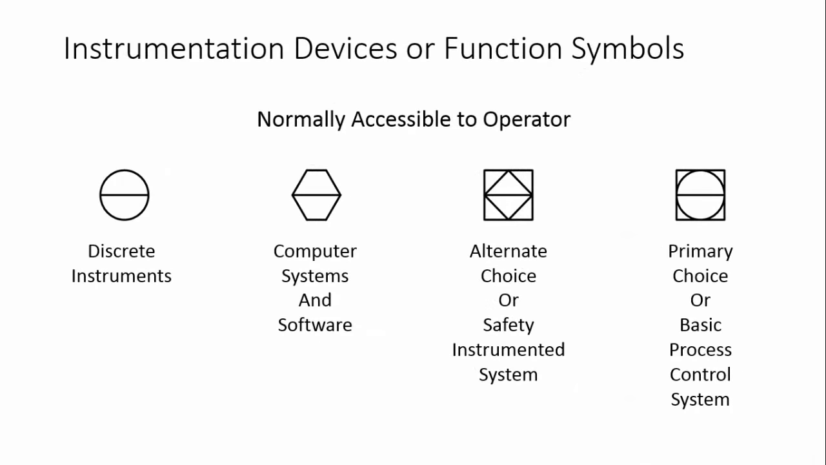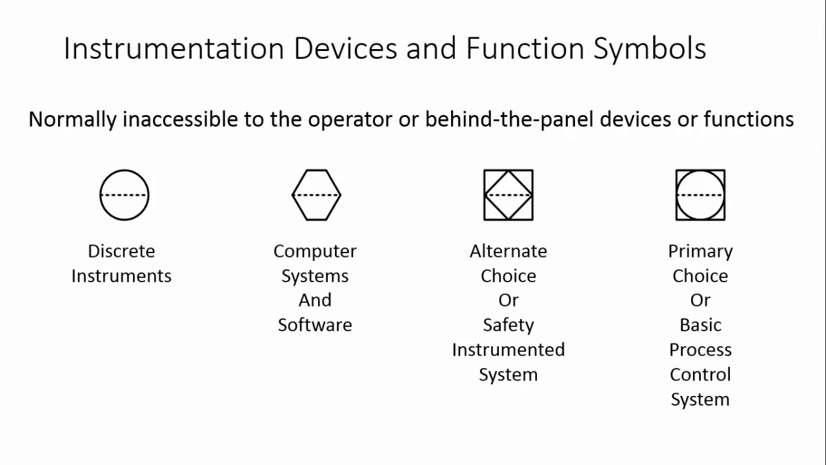Then there are the next symbols. Notice the only difference in these symbols is that there is now a horizontal line drawn through them. These are the same type of symbols. However, they are normally accessible to operators. So just because it's field mounted doesn't necessarily mean it's accessible to operators, but these are accessible to operators. Then there are the same symbols only with a horizontal dashed line. These types of instruments are normally inaccessible to operators, so the operator can't get to them, or they're mounted behind a panel, behind a console, or again, the operator doesn't have accessibility to them.